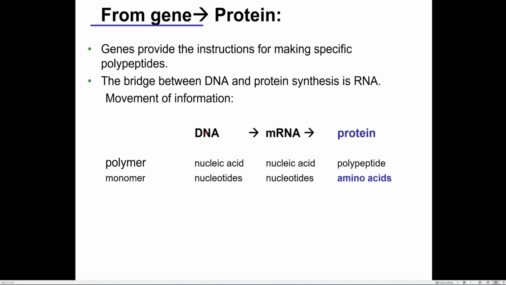So DNA is a nucleic acid, mRNA is a nucleic acid, and proteins are made up of amino acids. They are a different kind of molecule altogether. So DNA to RNA, that is transcription. RNA to protein, that is translation. Completely changing the characteristics of the molecule.